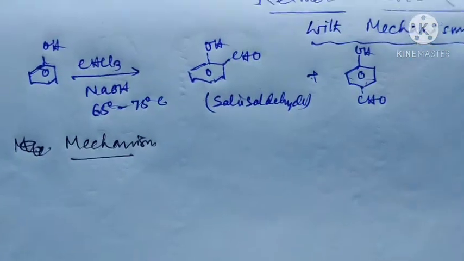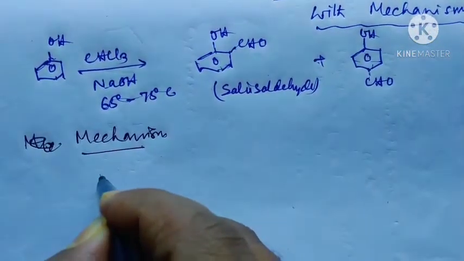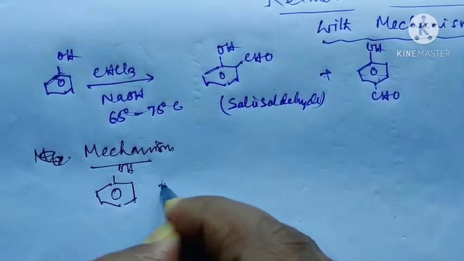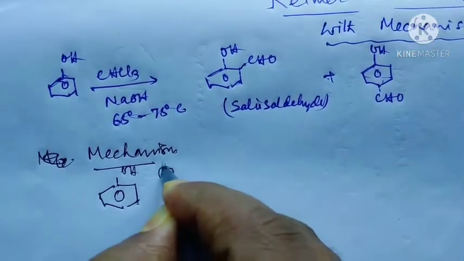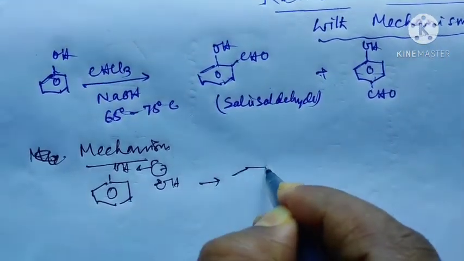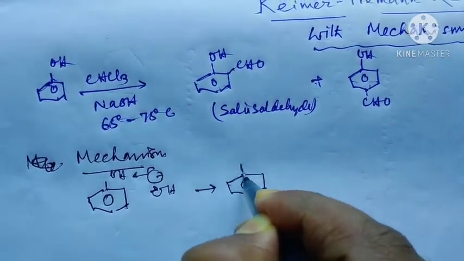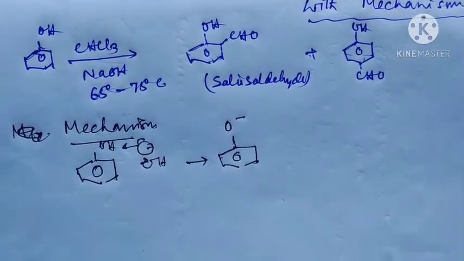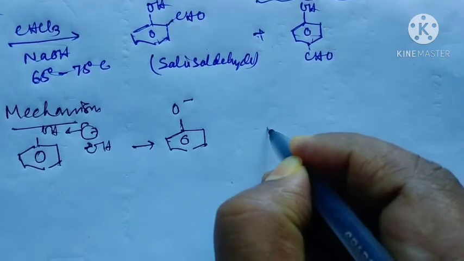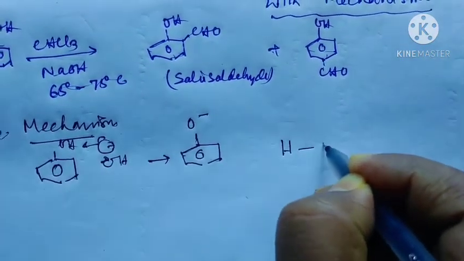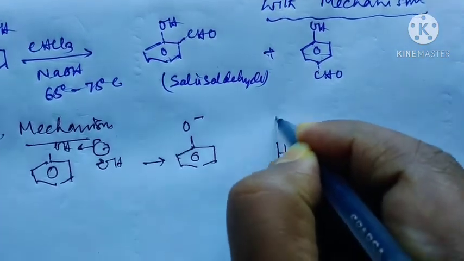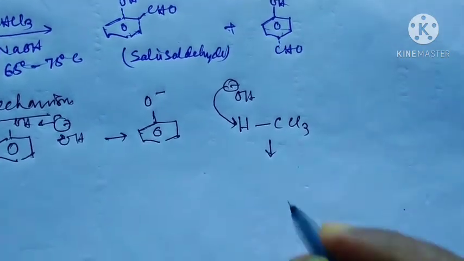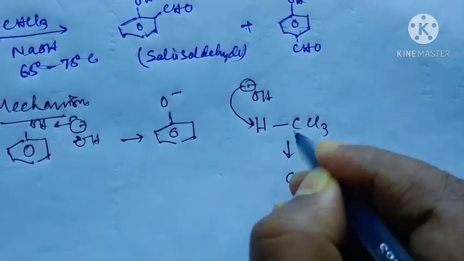Now students, due to the presence of base, first this phenol in presence of base, that is OH minus, this hydrogen gets trapped and it forms the phenate ion. Okay, you can see this phenate ion forms first. Now in presence of the chloroform also, this is our chloroform, this base converts this chloroform into CCl3 minus also.